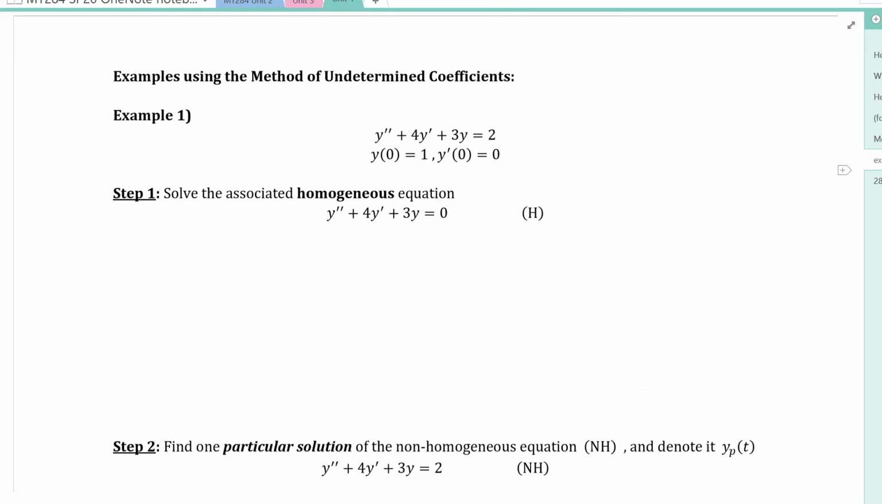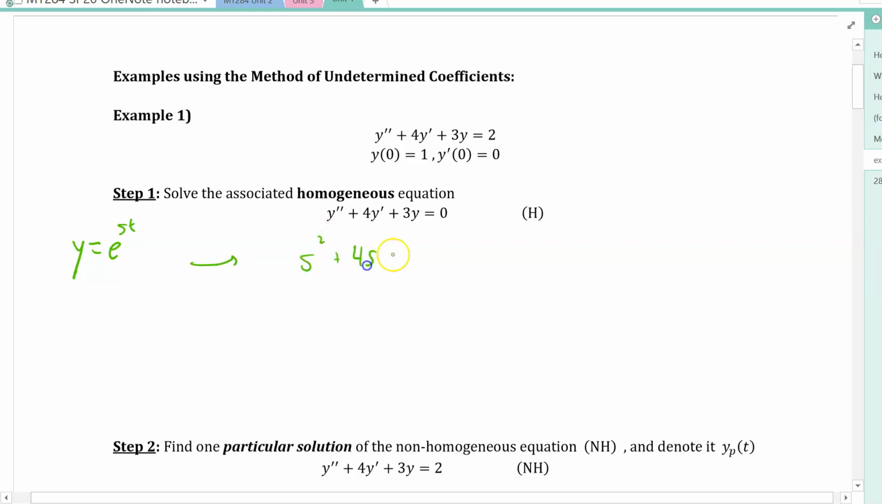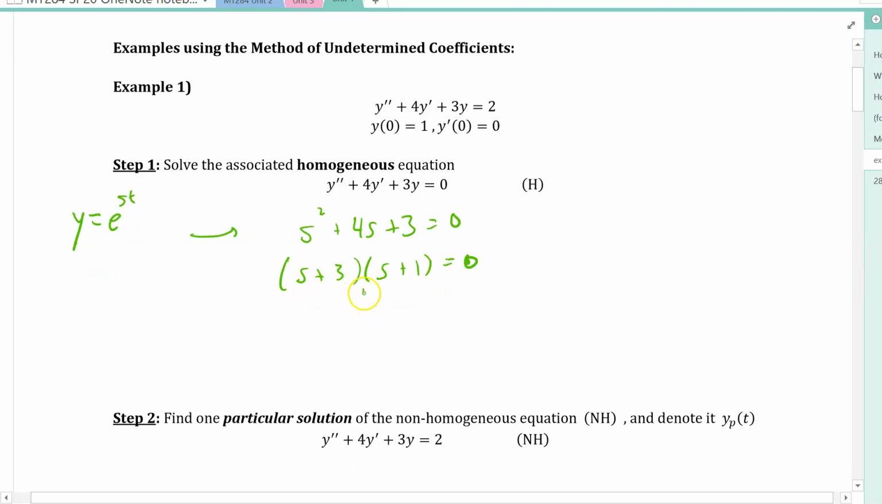So let's apply this in an example. Here we have our first example. We're going to solve the associated homogeneous problem, which I've got down below here. We do this by our usual technique, plugging in y equals e to the st. I'm going to forego some of those details here, but you take two derivatives, substitute it in, and that results in the characteristic equation s squared plus 4s plus 3 equals 0. This is a quadratic polynomial which factors, and we get s plus 3 times s plus 1 equals 0. Alternatively, we could solve this using the quadratic formula. Setting each of these factors equal to 0, we get the two solutions, negative 3 and negative 1.